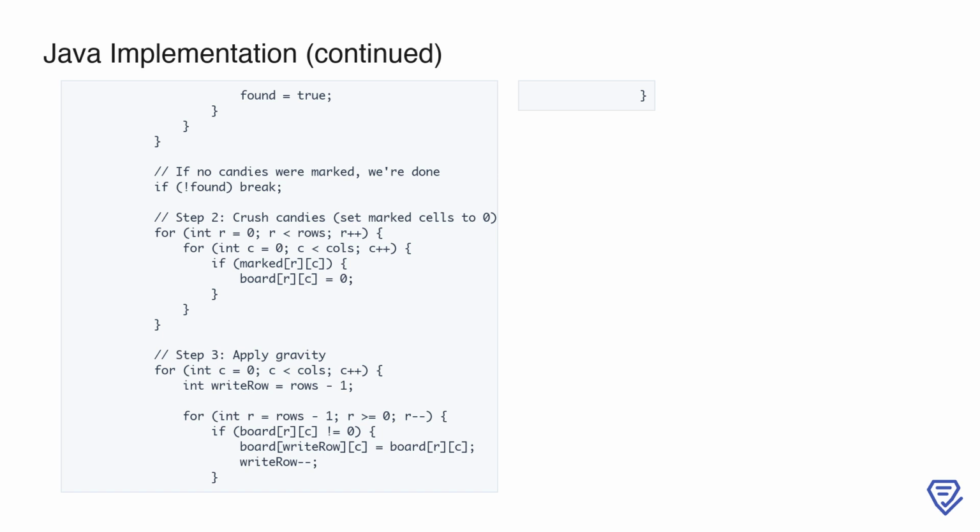This is done by iterating through the entire grid and setting the value of any marked cell to 0. This effectively removes the candies from the board. Once the candies are crushed, we apply gravity to make the remaining candies fall downward.